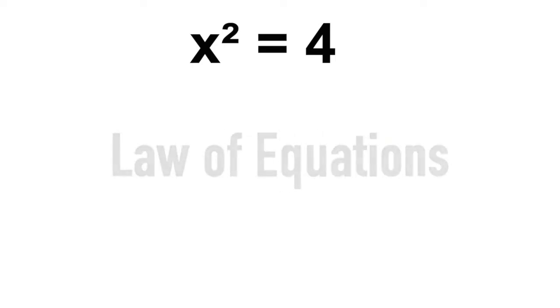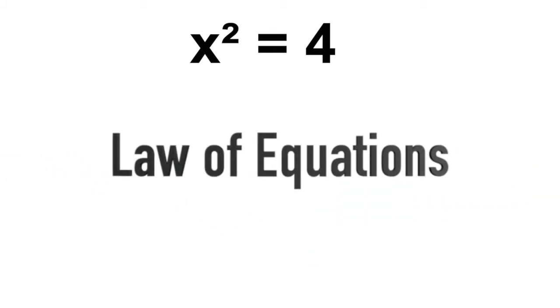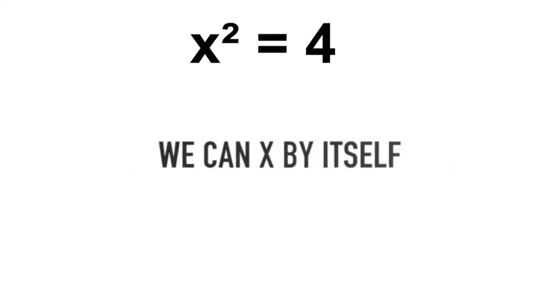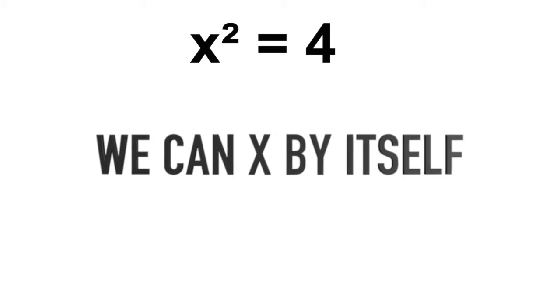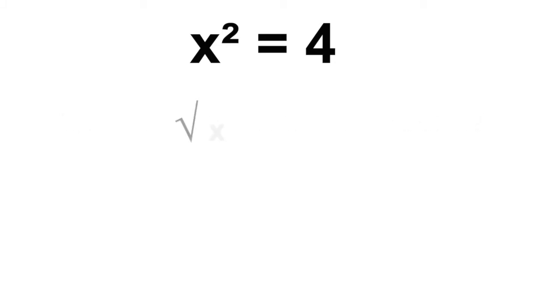What's the opposite of squaring something? Well, square rooting. Remember that we can just use the law of equations so that we can get x by itself, because that's all we ever want to do. So what can we do to get x squared to make it equal x? Well, we can just square root it. Since the square root of x squared is x, why don't we just square root each side?